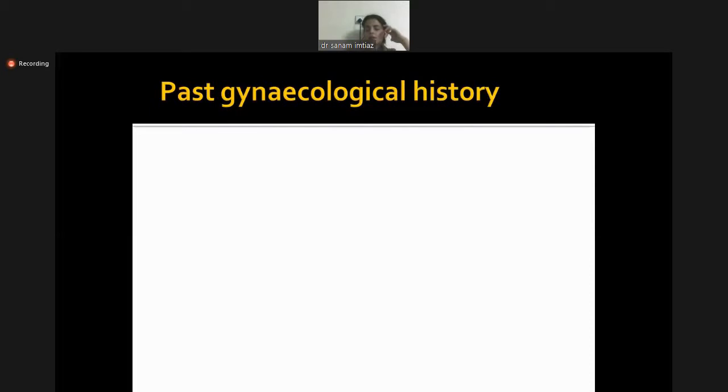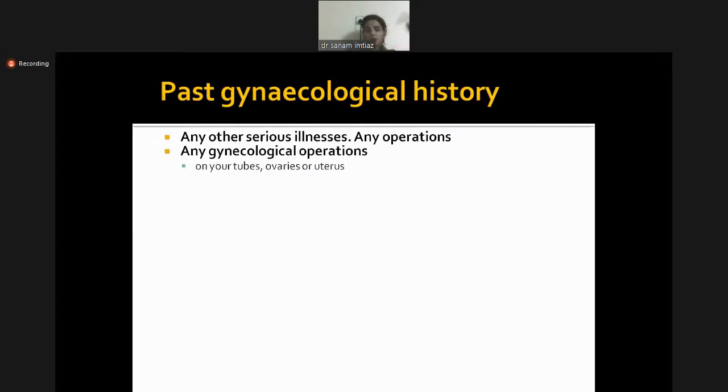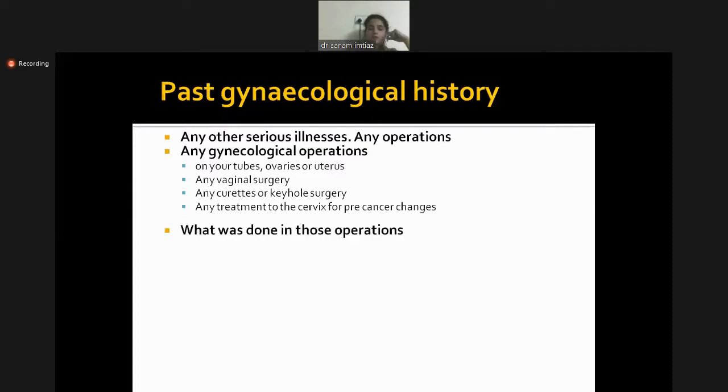Then past gynecological history. What is important? Any other serious illness, any operations that were done in the past pertinent to the gynecology or pelvic surgery, any gynecological operations on your tubes, ovaries, or uterus, any vaginal surgery, any curettage or keyhole surgery performed. What is keyhole surgery? It is laparoscopy, okay? Any treatments to the cervix for pre-cancer changes. That means if your pap smear was done regularly, if there were any kind of changes in the pap smear, so any treatment was done to treat that or not.